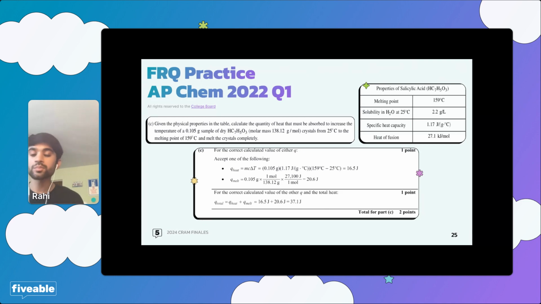So what's our total energy? It's pretty easy now that we have both the heat and we have the melting. We're just going to add them together, and we're going to get 37.1 joules. Get it? Got it good?